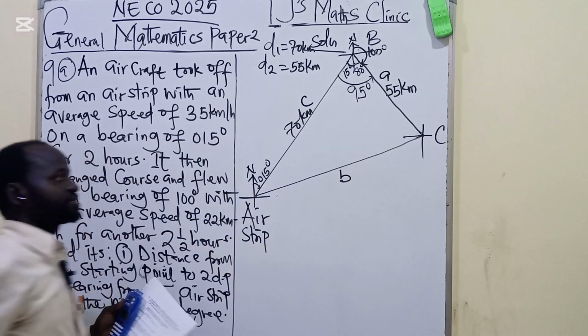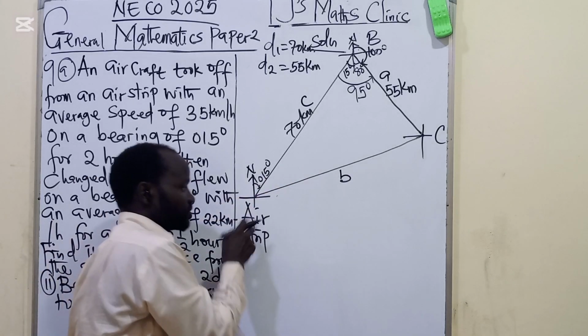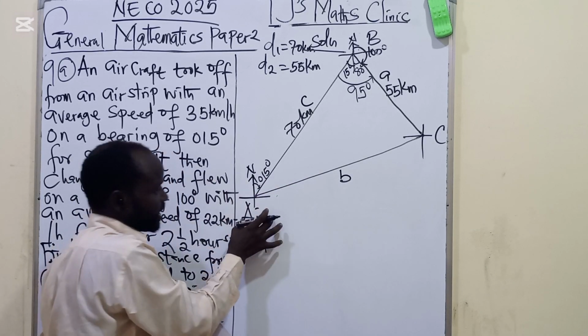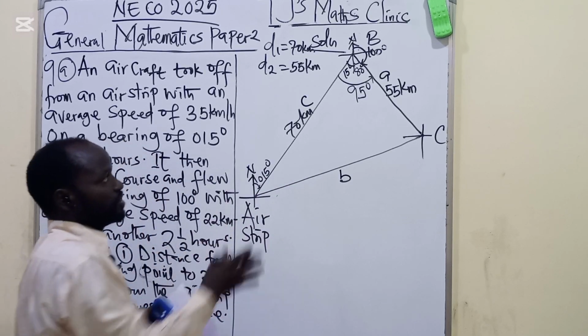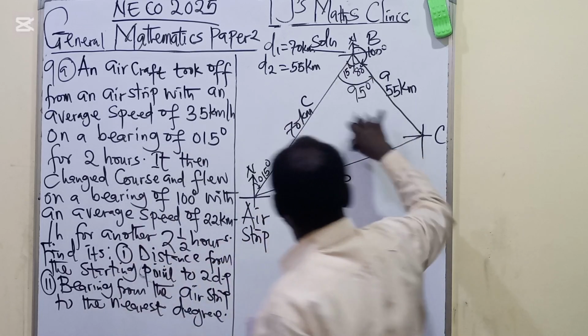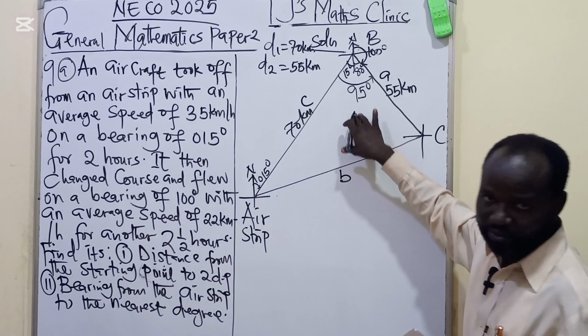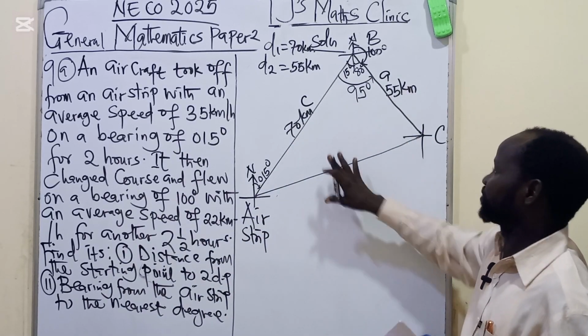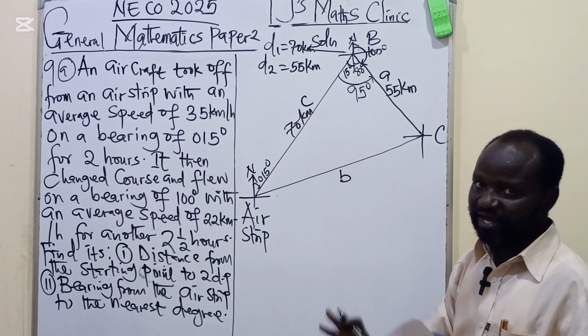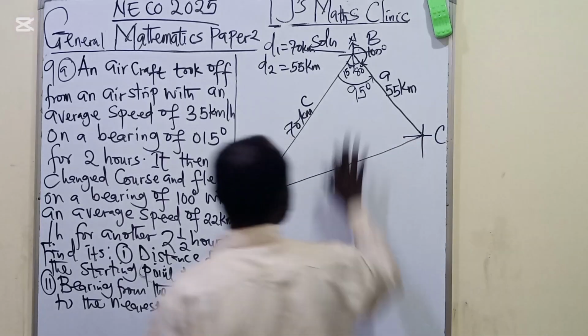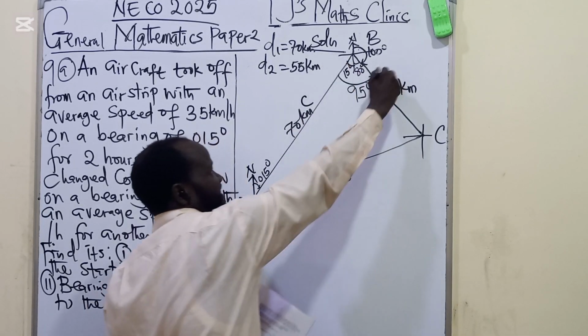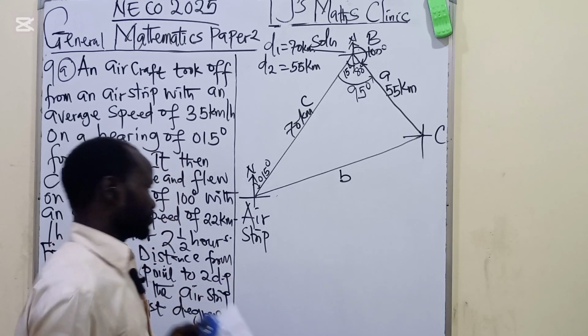So we are looking for the distance AC per se. Our A represents the airstrip. Very important. So two sides are given and the included angle, and that included angle is not a right angle triangle. So we have to use cosine rule. Very important. When two sides are given with the included angle, then we apply cosine rule.